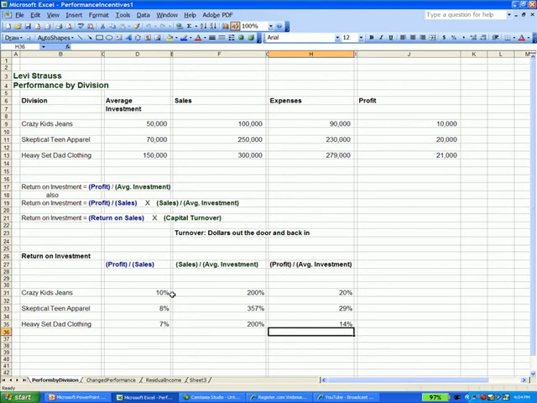So we have our percentages down here: the return on sales numbers in the first column in blue, the capital turnover number in green, and then the return on investment number in the black headed column here. We can see that Skeptical Teen has the highest return on investment. Specifically, they had the highest amount of profit as a percentage when compared with their average investment.